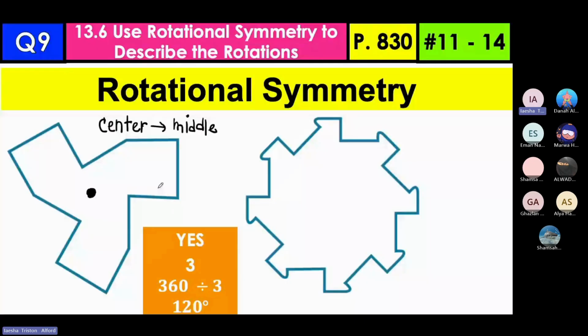All right. For number 12, what's your order? 8. How do you find the magnitude? 360 divided by 8 equals 45. Okay. And where is the center? In the middle. So this is the center.